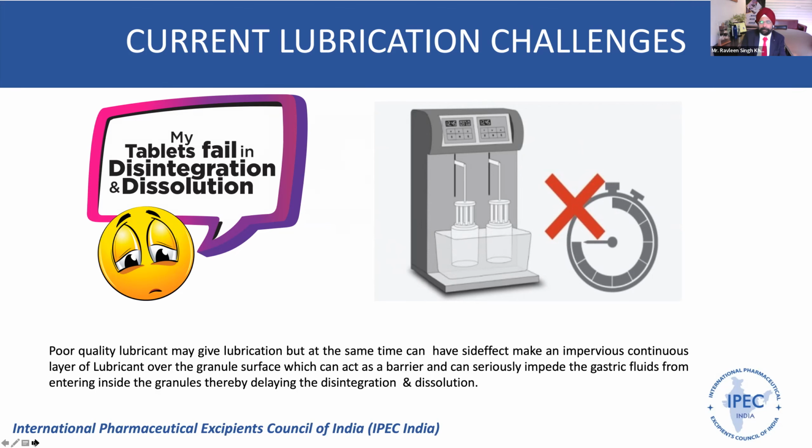this is a side effect of poor quality lubricant, which you need to use in such a high concentration that it will make a continuous impervious layer of lubricant over the granule surface, and that acts as a barrier. So the water cannot get inside the tablet, and you get the DT increase or dissolution increased, because the gastric fluid cannot enter and the DT and the dissolution is delayed. So even the RA and the QA people are worried because of the poor quality of lubricant.